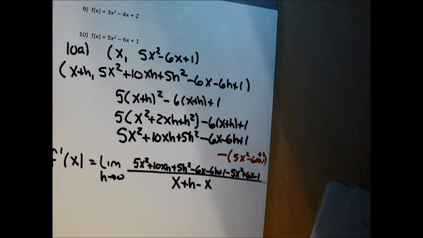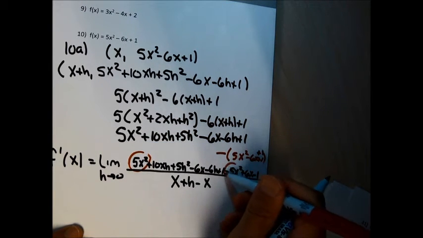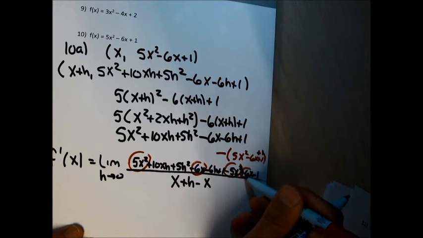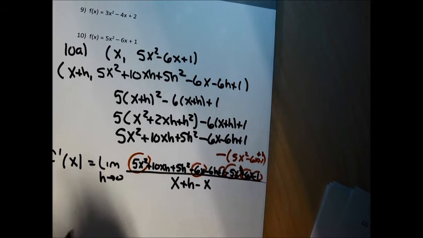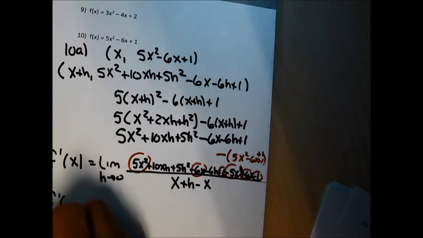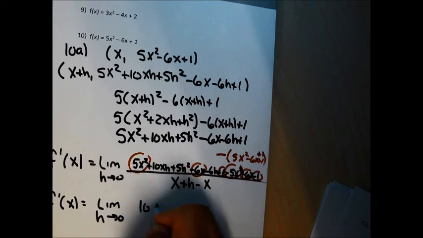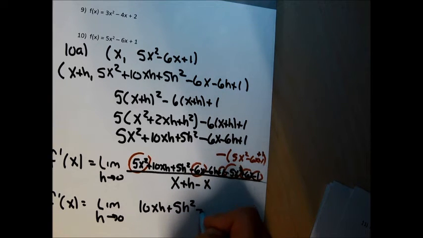Now the numerator, anything that doesn't have an h should cancel. This 5x squared, that 5x squared cancel. This minus 6x, that plus 6x cancel. This plus 1, that minus 1 cancels. So I'm left with f prime of x equals the limit as h goes to 0 of 10xh plus 5h squared minus 6h all over an h.